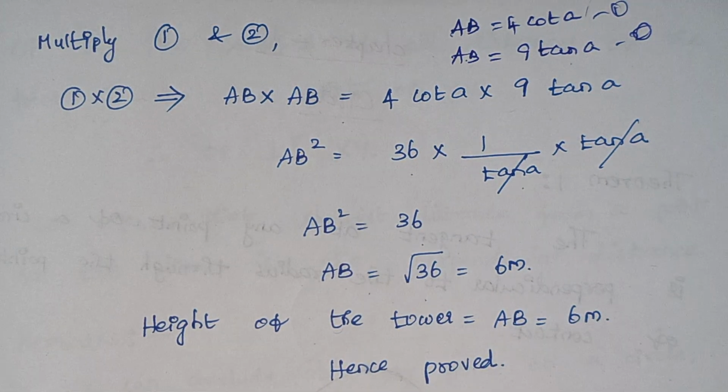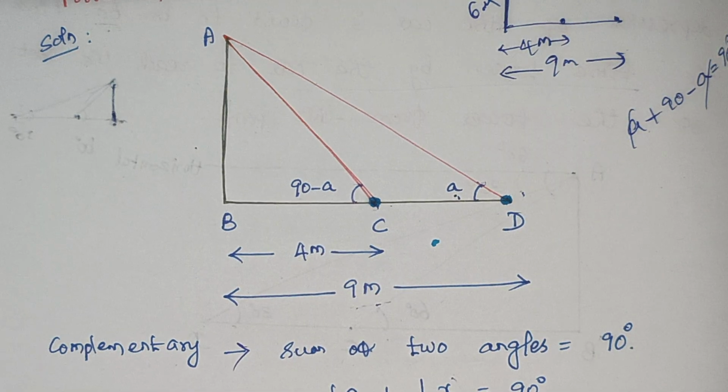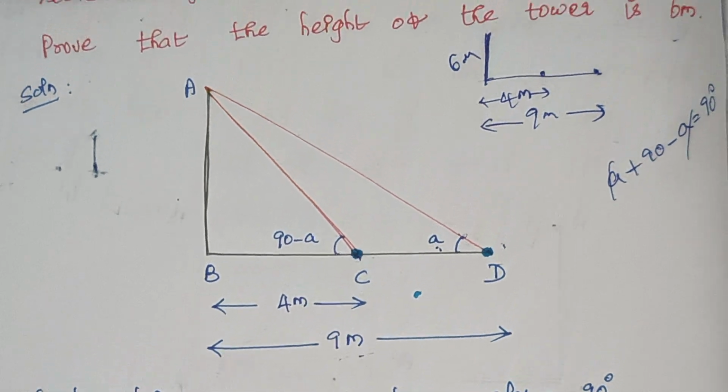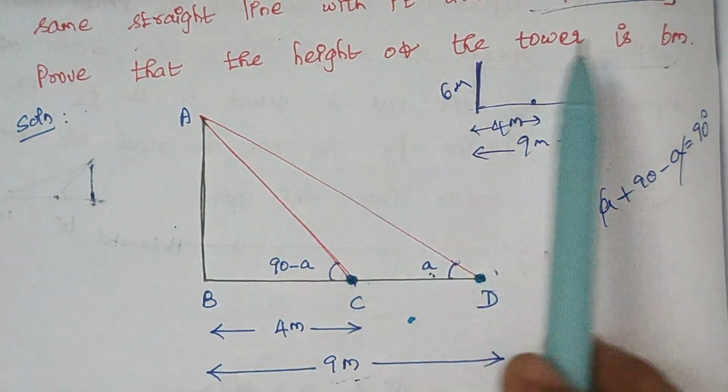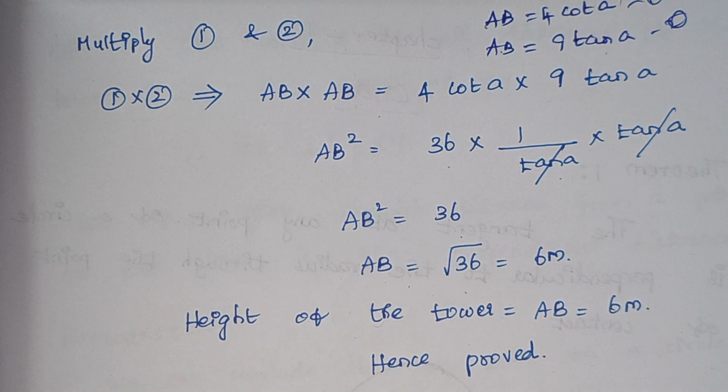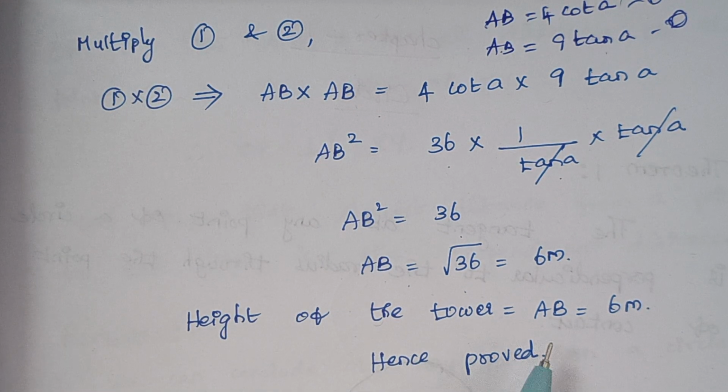Right. So what is AB? From this diagram, AB is nothing but the height of the tower. And in the question we have to prove that the height of the tower is 6 meters. So here finally we have proved that the height of the tower is equal to AB, which is 6 meters.